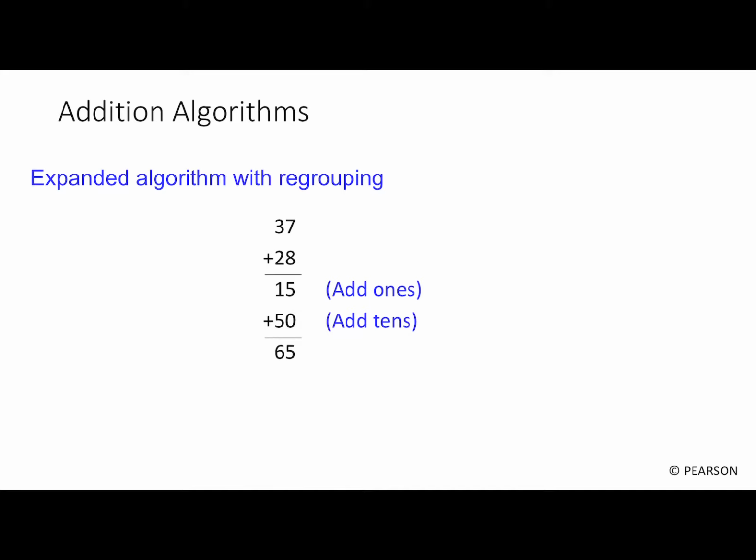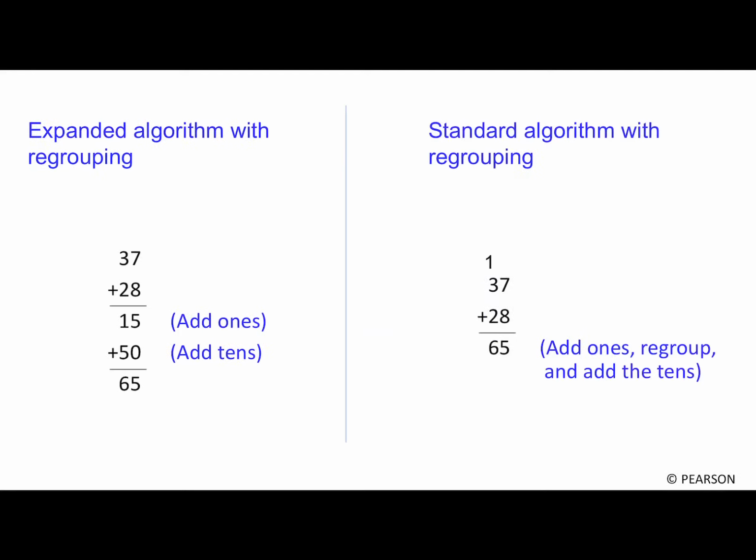What if you need to regroup? So here's where the expanded algorithm is possibly helpful. So if I add 7 plus 8, that's going to give me 15, which is really 1 ten and 5 ones. But if I'm doing the expanded algorithm, instead of carrying, which is what you're used to doing in the standard algorithm, I'm just going to write that 15 down. Okay, so 7 plus 8 is 15. And now I'm going to add 20 plus 30 to get 50. And now I'm going to add those two numbers. And so I add down 5 and 6 to get 65. That's the expanded algorithm with some regrouping there.